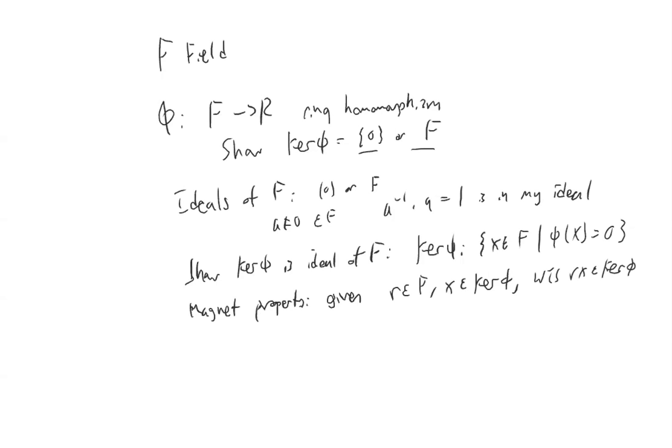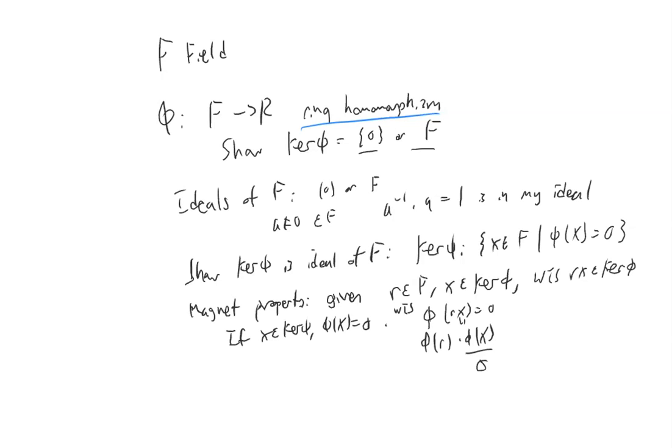This is easy, because if x is in kernel phi, this means phi of x is 0. Now I want to show phi of rx is 0, but phi is a ring homomorphism, so this is phi of r times phi of x. I know phi of x is 0 and anything times 0 is 0. So we're done with the magnet property. Rx is in kernel of phi. You could do the same for xr.